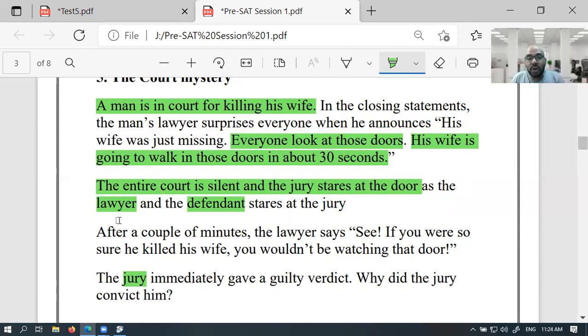It is logical. But why didn't the suspected man look at the door? Because he is sure that his wife will not come again, because he killed his wife. That's why when the jury noticed that the man didn't look at the door, it means he was sure he killed his wife and she will not enter the door again. That's it. See, this is the evidence, that the defendant stared at the jury. He didn't look at the door. This is how the jury knew that he was guilty. See?